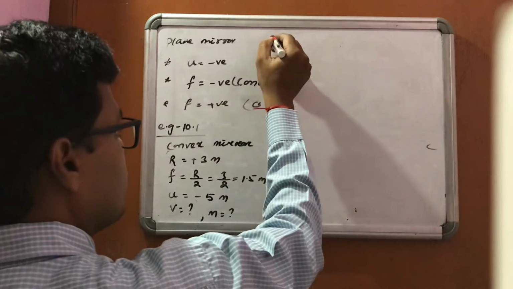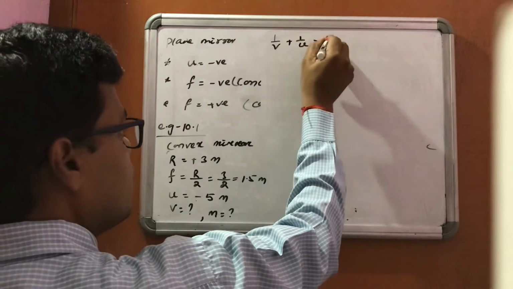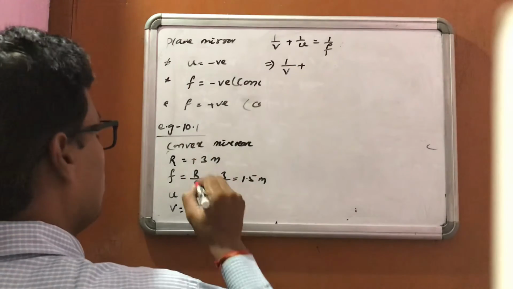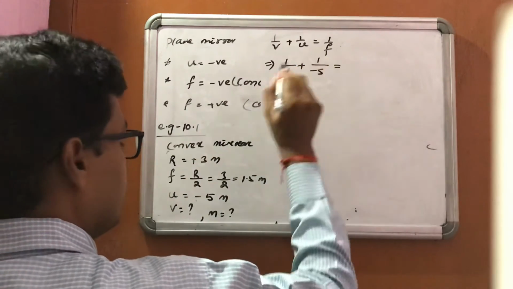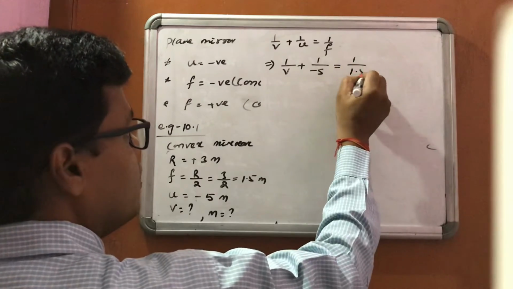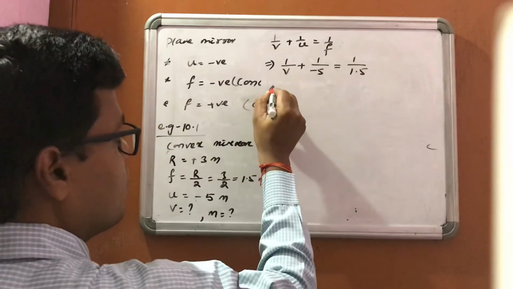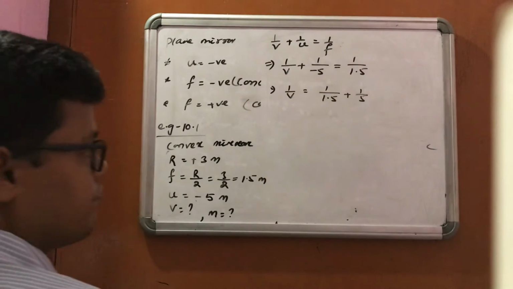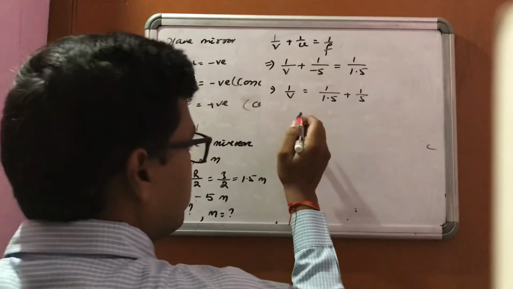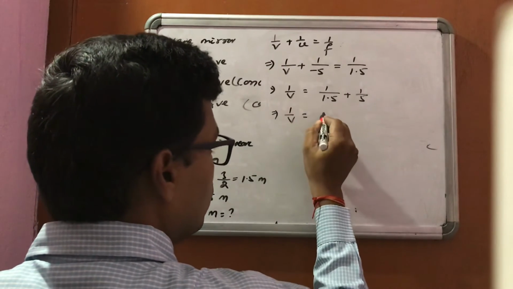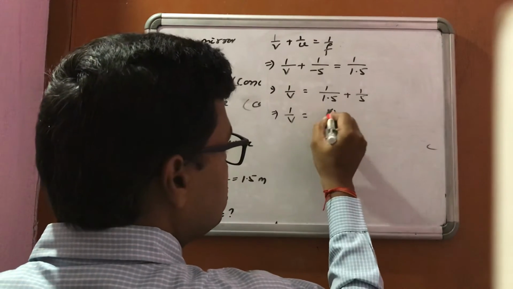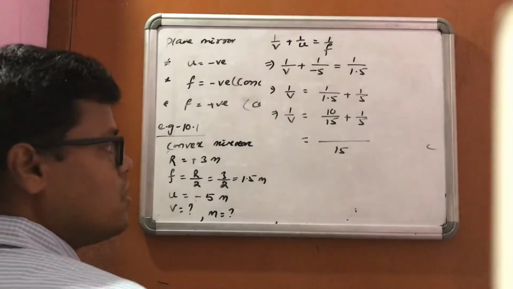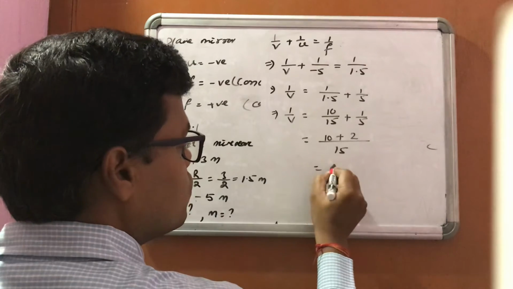What is the mirror formula? By the mirror formula, you can write 1 by v plus 1 by u is equal to 1 by f. v you have to find, u is minus 5, f is 1.5. Okay? Implies 1 by v is equal to 1 by 1.5 plus 1 by 5. It can be simply converted into 10 by 15 plus 1 by 5, 15 LCM, 10 plus 2, 12 by 15.